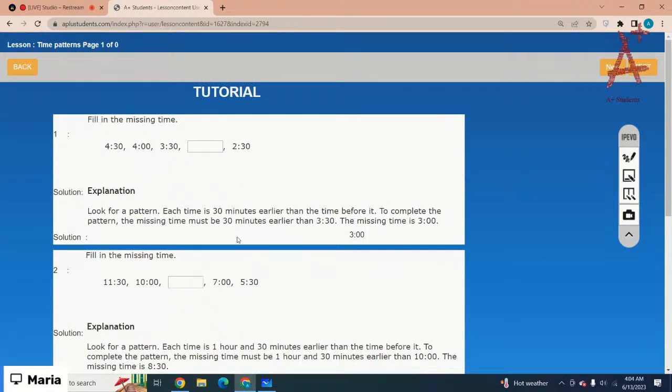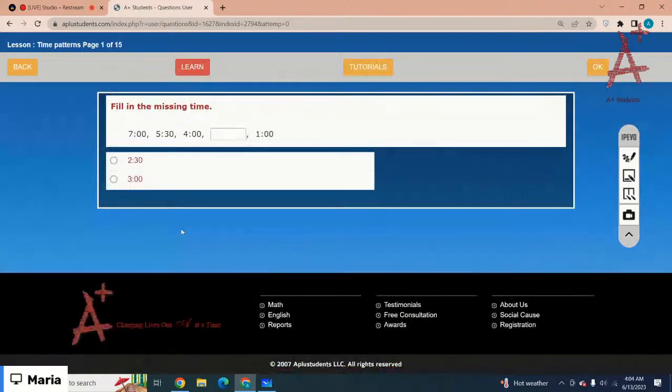Let's just start with the test questions. Okay. So fill in the missing time. 7, 5:30, 4, then you have the missing time, and then you have 1. So first of all, you have to look for the pattern. Here you have 7 and it is 5:30. Got it? That means you can go back 1 hour 30 minutes.